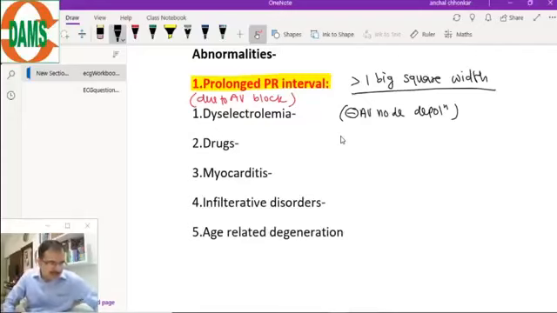One big square is 25 mm. No, wrong. It is 5 mm. In the first lecture we have seen. In which lead do we look for the PR interval? Whichever lead is given to you, but if you have to ask one particular lead, then it is lead 2, obviously, because that is the best lead to study the ECG.